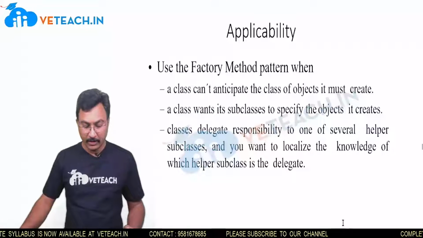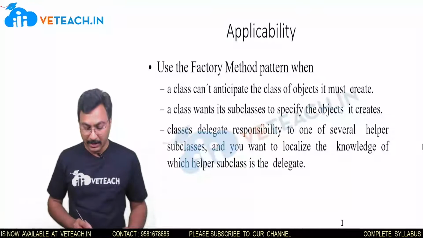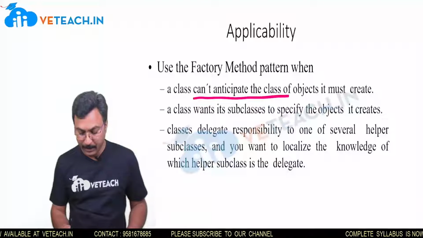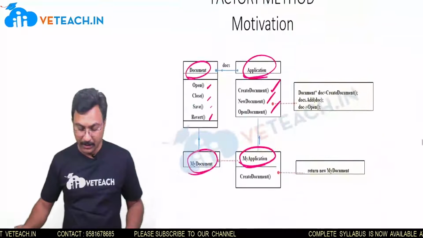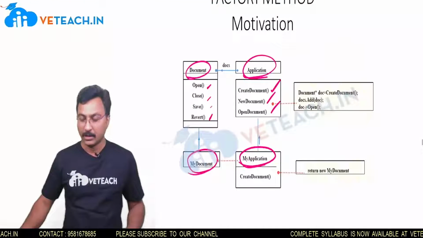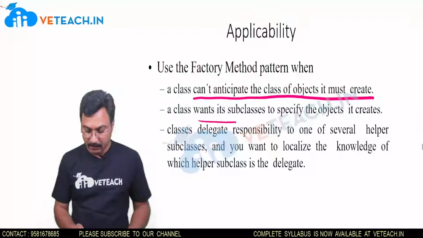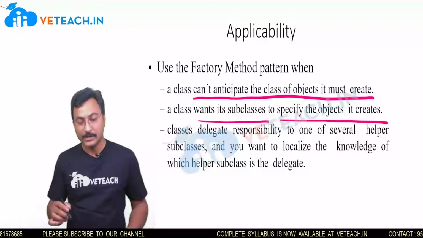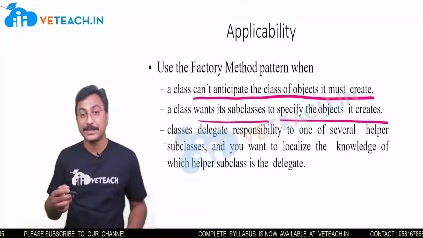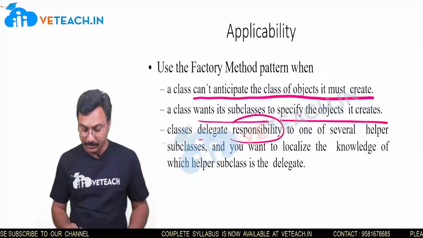Applicability. We apply the factory method pattern when a class can't anticipate the class of objects it must create. So which should be taken and which should be instantiated is not known to it. Two, a class wants its subclasses to specify the objects it creates. And third, classes delegate responsibility.